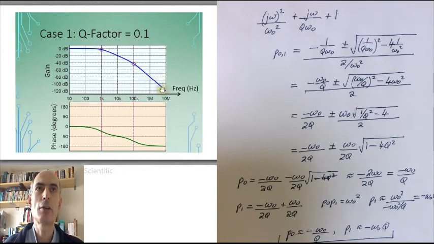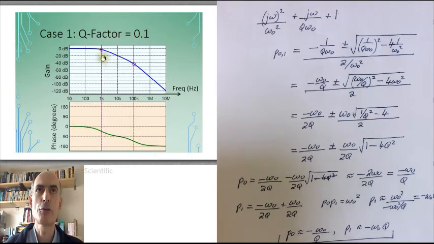If I extended this high frequency asymptote up, it would go through 0 dBs at 10 kilohertz. The two pole break frequencies are at approximately 10 kilohertz times 0.1, or 1 kilohertz, and 10 kilohertz divided by 0.1, or 100 kilohertz. The phase response looks like this.